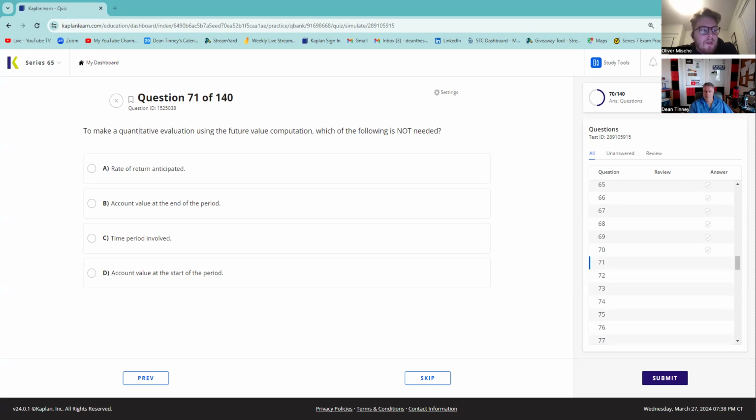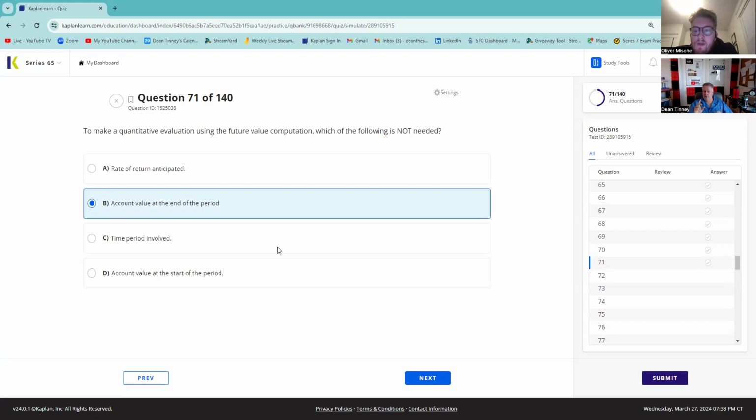Using the future value computation, here's my example. I have a client who is 50 years old, has $100,000. He wants $400,000 in the future. So we're trying to figure out what the future value is. We need to know the time period, 20 years, the rate of return, 7.2%, and the money we started with. So it would be the account value at the end of the period. That's what we're solving for. That's not part of the input. If it's a future value computation, it's asking for the future value. If it's present value, yeah.